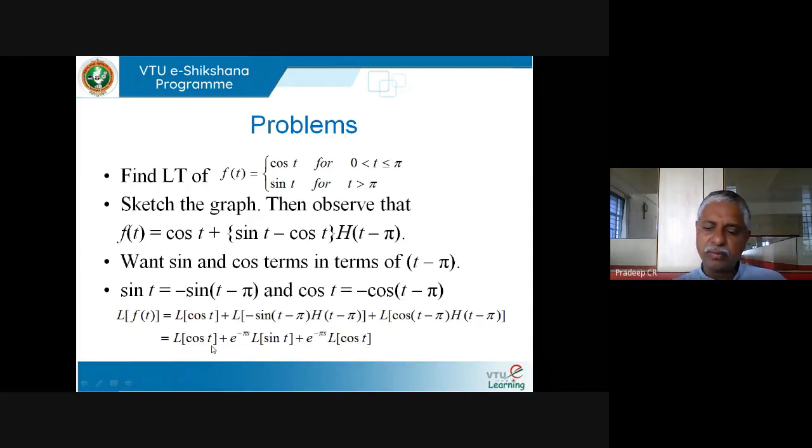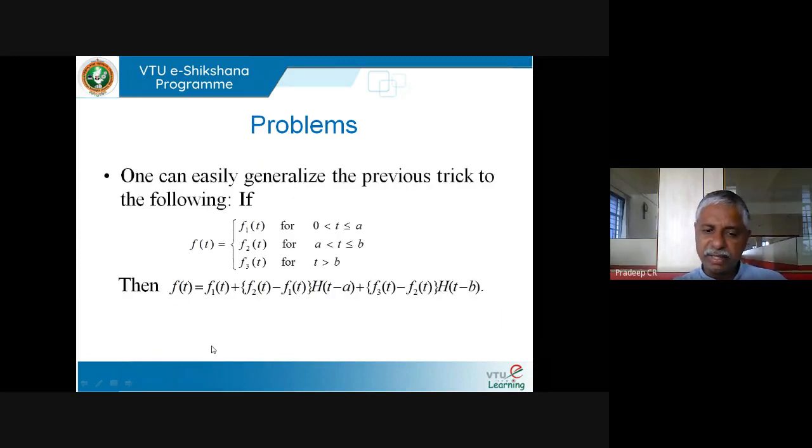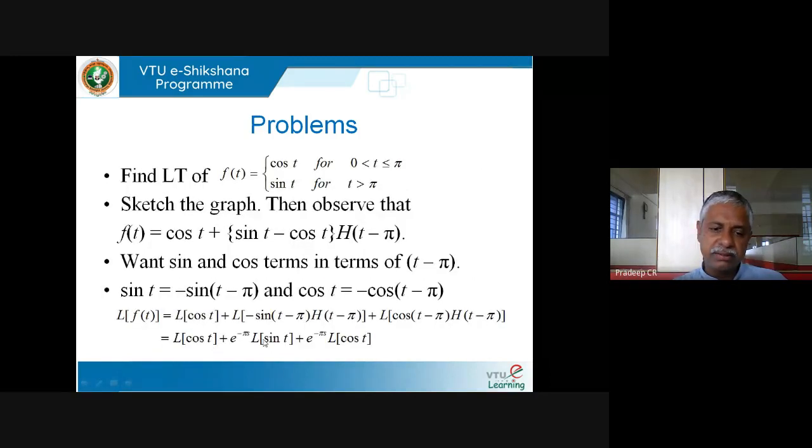Now I know Laplace of cos t, I know Laplace of sin t. Well, looks like I have not written down the final answer, but I'm sure you can write it. Cos t will be s by s square plus a square, and the 1 by s square plus a square, and things like that. You write that down. If you want, you can simplify. It looks like I have not finally written down the answer.